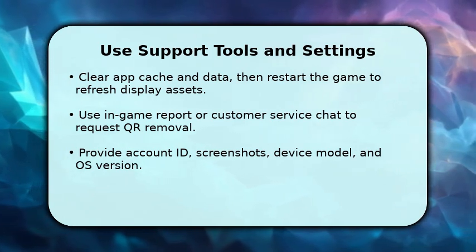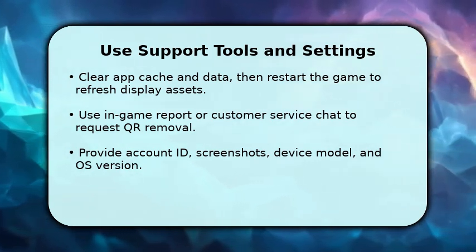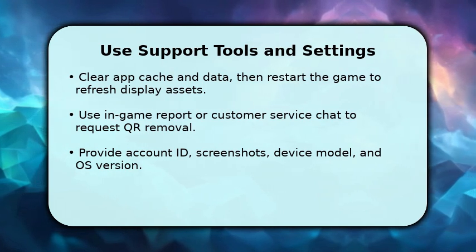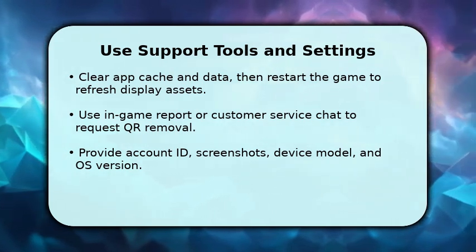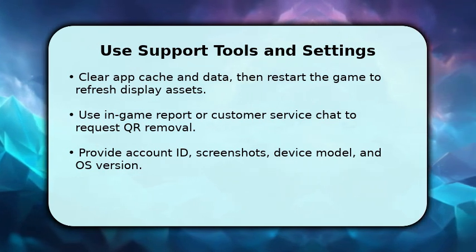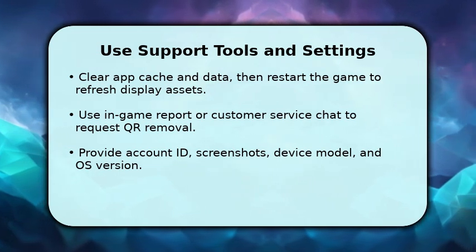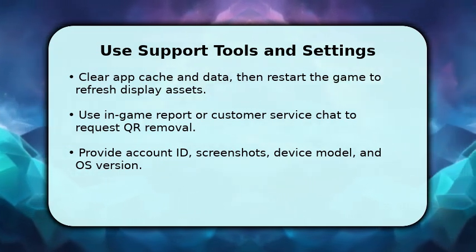Then open the Help or Customer Service section and submit a ticket. Include your account ID, screenshots showing the QR, device model, and OS. Explain when it appeared and which region or event triggered it. This helps support identify whether it's a temporary promotion or a device-specific display issue.